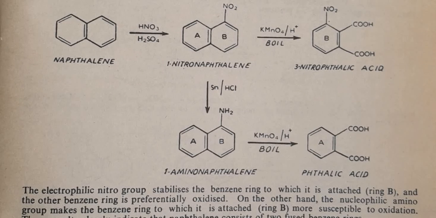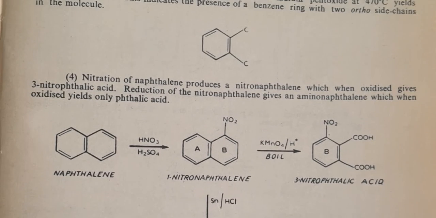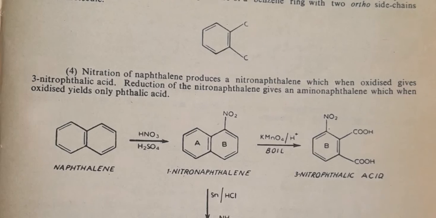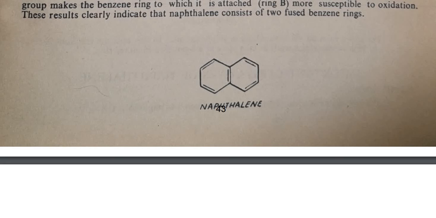Now, you can see here, oxidation of naphthalene with oxygen and vanadium pentoxide at 470 degrees Celsius yields phthalic anhydride, and this indicates the presence of a benzene ring with 2 ortho side chains in the molecule. So this is the skeleton.